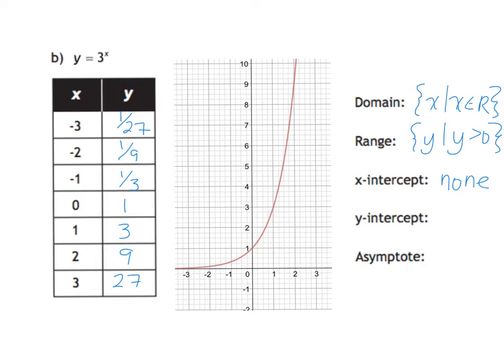And if you think about it, as we go into the negative x values, it's just going to be 1 over a bigger and bigger number. So it's never going to reach 0. It's just going to get infinitely close to 0. Y-intercept, same. Y equals 1, and the asymptote is still at y equals 0. So all of those characteristics are the same for both of those exponential functions. The difference is how steeply it rises.